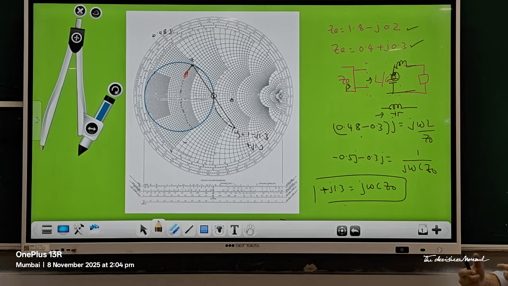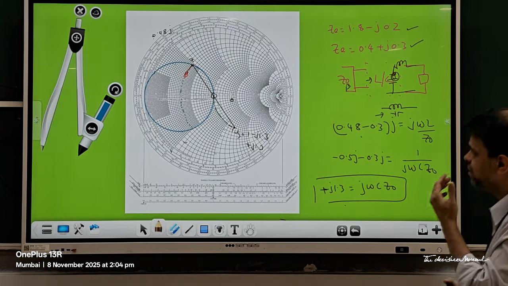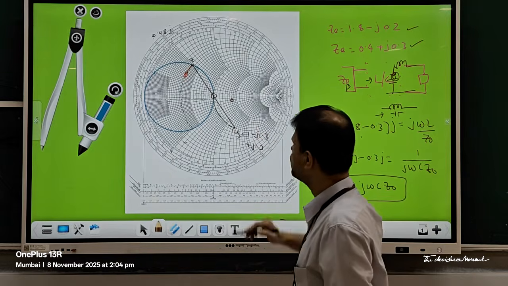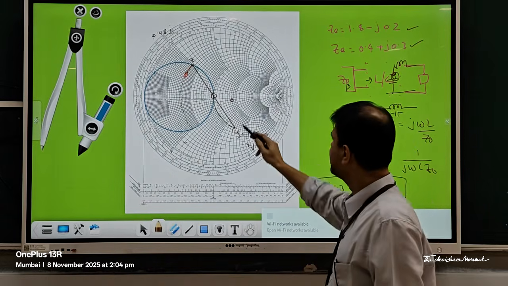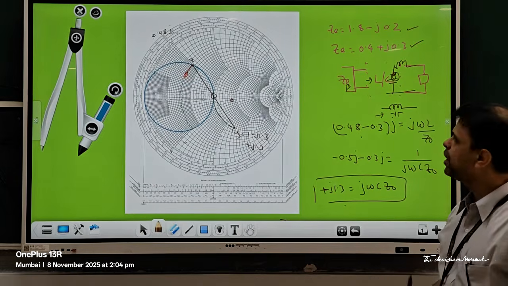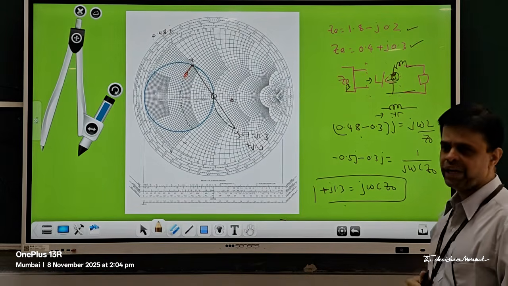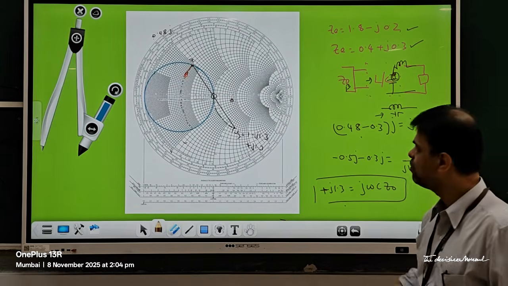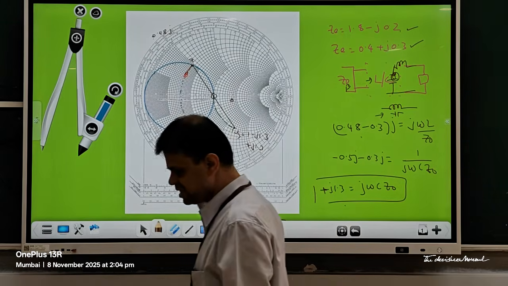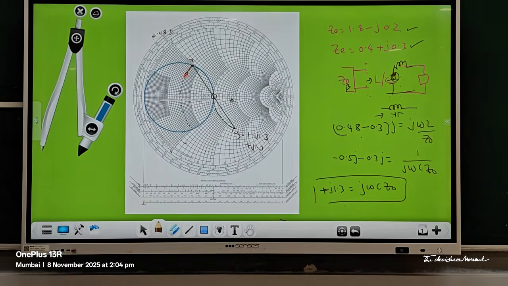Now let's see what will happen if the point is lying inside the R1 circle. So I have located a point over here. This is my impedance location, 1.8 minus 0.2j is my impedance location. What is my ultimate goal? I have to reach the center.